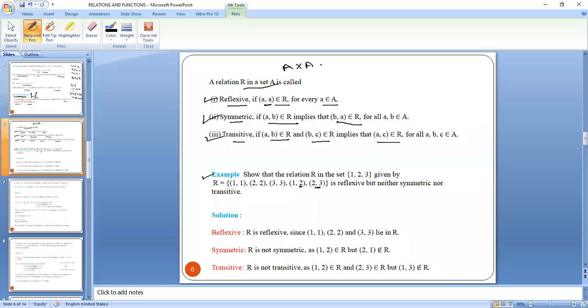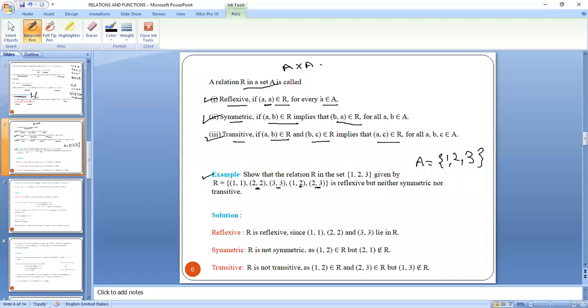So first we will check reflexive, right? Now in the reflexive we are saying (A, A) belongs to R. What is A in the set? We are having A as 1, 2, 3. That means if A is 1, (1, 1) should belong to R. (1, 1) is there. 2 is there, (2, 2) should belong to R. (2, 2) is there. 3 is there, (3, 3) should be there.